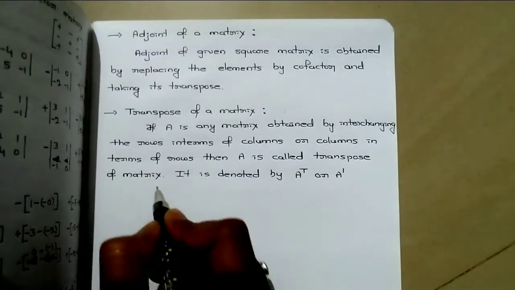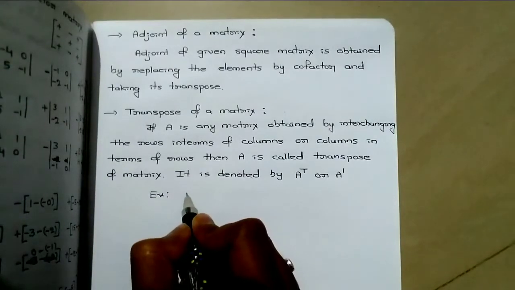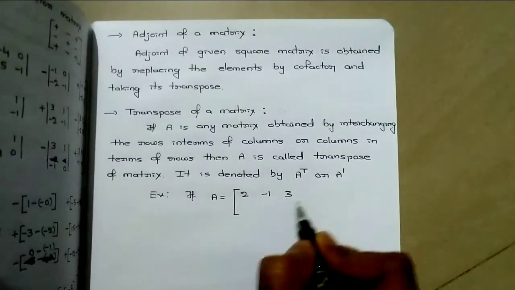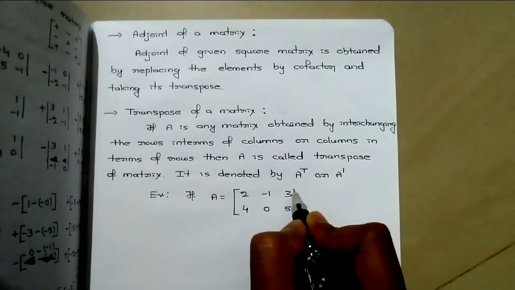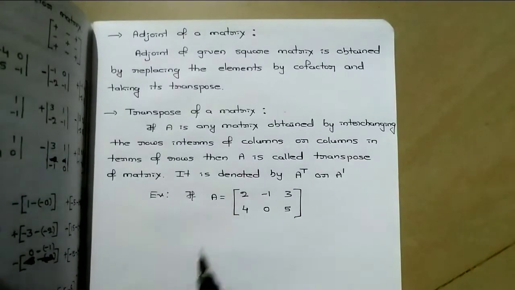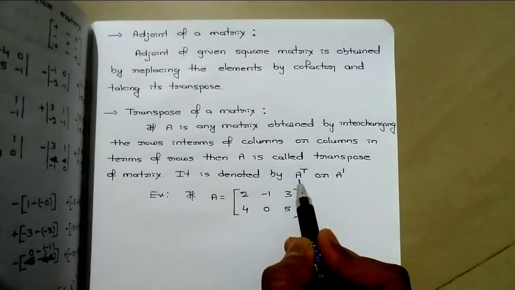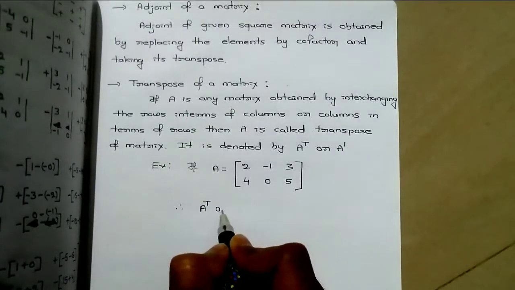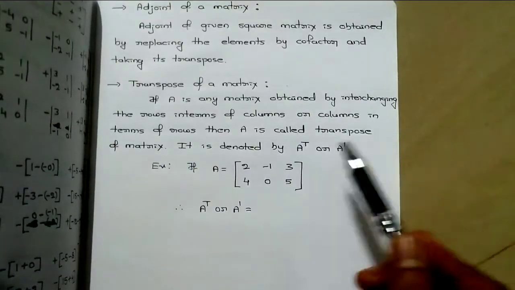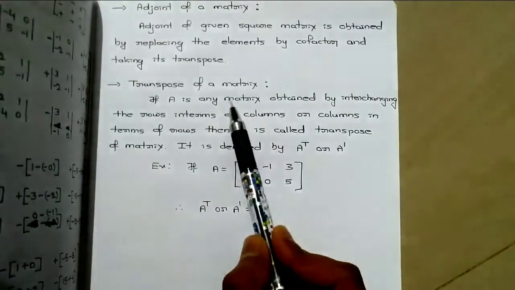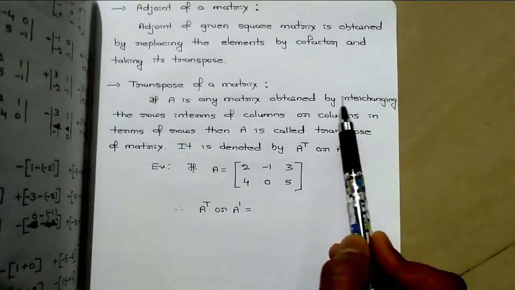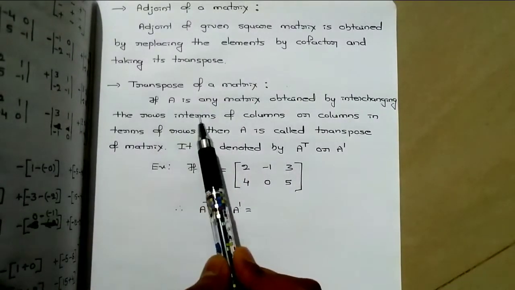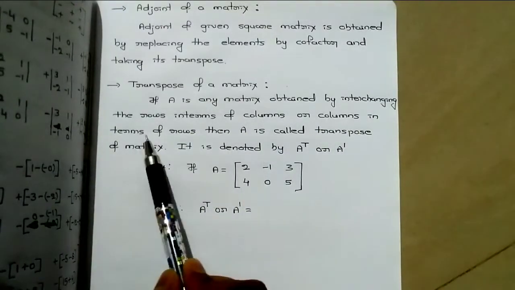For example, if A is equal to the matrix 2 minus 1 3, 4 0 5, I need to find out the transpose of this given matrix. We know the transpose of a matrix is denoted by either A transpose or A dash. So A transpose is obtained by interchanging either rows in terms of columns or columns in terms of rows. Any one we need to do.